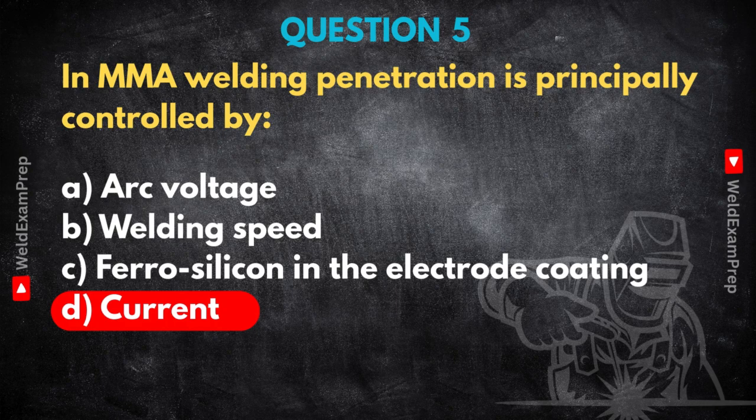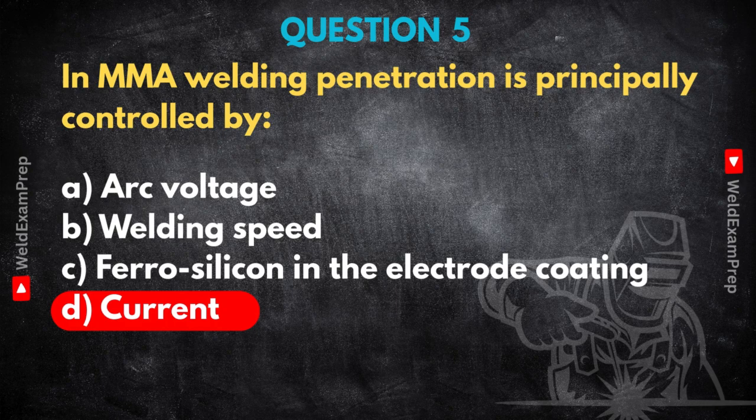And things like ferrosilicon, option C, that's more about deoxidizing the weld pool and affecting the final mechanical properties or arc stability. It doesn't directly control penetration depth like current does. So current sets the potential for penetration, and other factors like speed and voltage modify how that potential is realized. That's a really good way to put it. Current is the primary control. Understanding that is absolutely fundamental for both welders and inspectors.